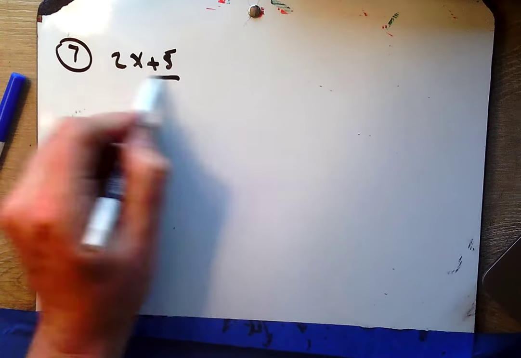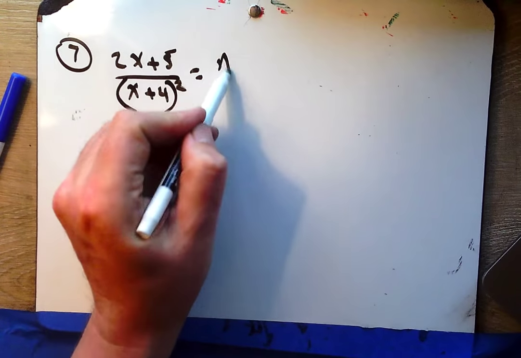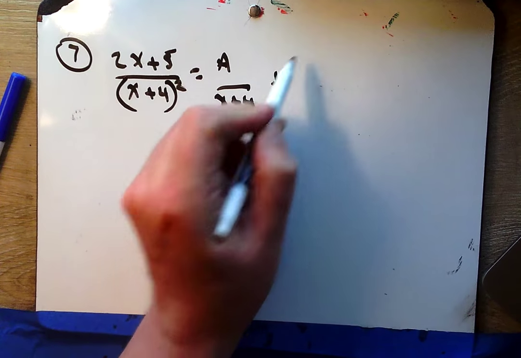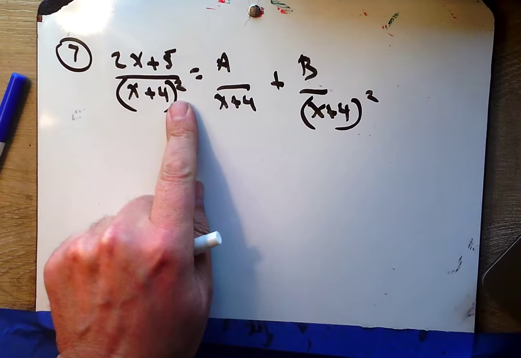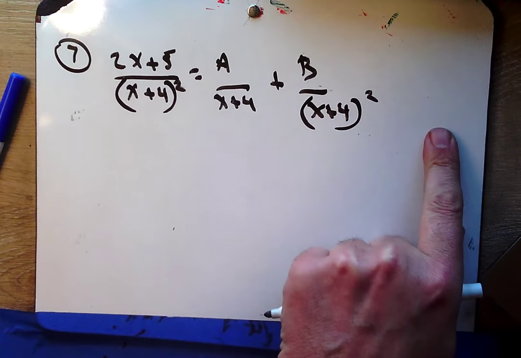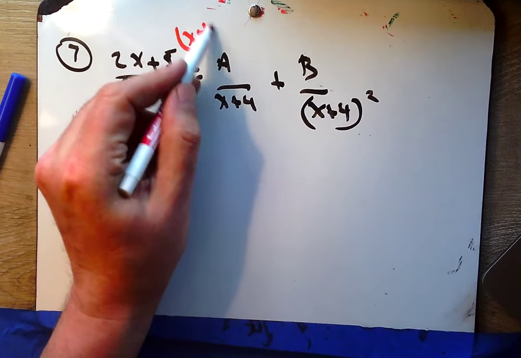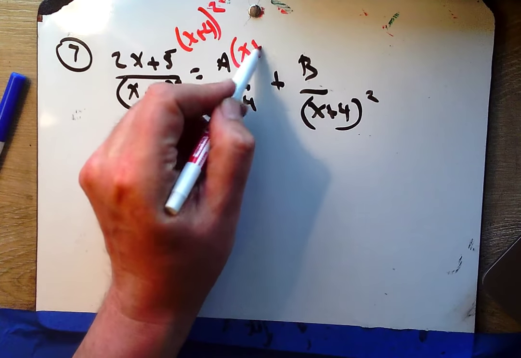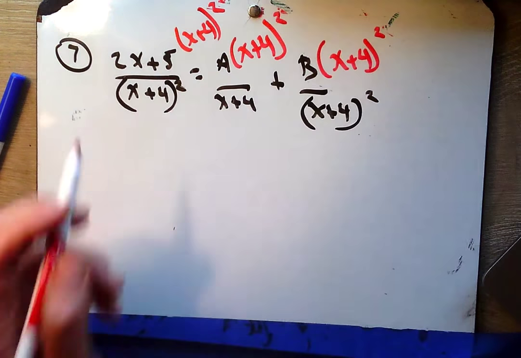7. 7 says (2x + 5) over (x + 4) squared. That's going to be a over x plus 4 plus b over (x + 4) squared. Remember, if this were a 3, I would not only have these, but then I'd have a plus c over (x + 4) to the third. But for us, it's just (x + 4) squared.